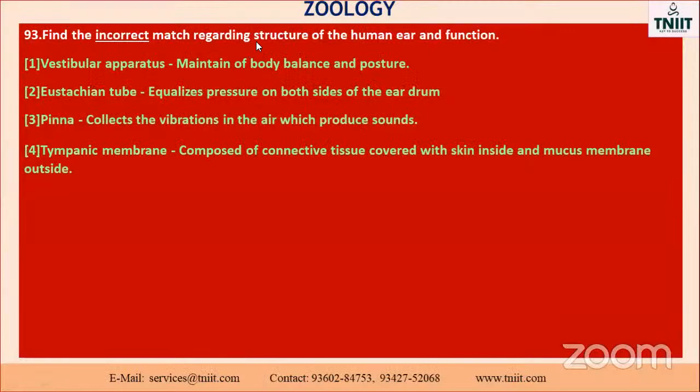Find the incorrect matches regarding the structure of the human ear and its functions. Vestibular apparatus maintains body balance and posture. Eustachian tube equalizes pressure on both sides of the ear drum. Pinna collects the vibrations in the air which produce sounds. Tympanic membrane is composed of connective tissue covered with skin inside and mucous membrane outside. This one is the incorrect one. This is the structure of the ear.